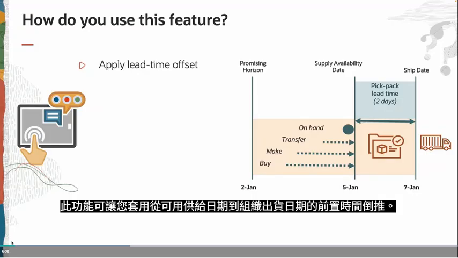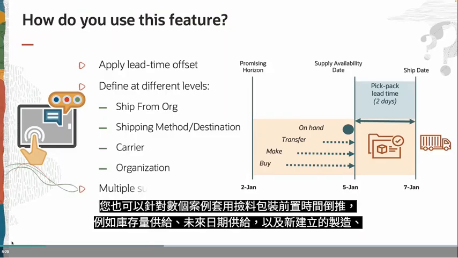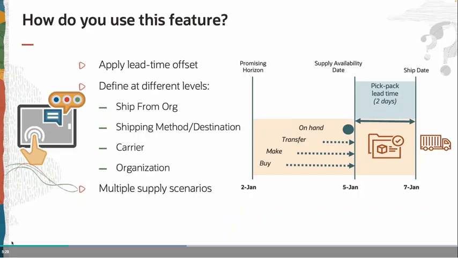You also have the flexibility to define pick-pack lead time at 1 or more levels, including by ship from organization, shipping method and destination combination, by carrier, or by organization. You can also apply pick-pack lead time offsets for several scenarios such as in-stock supplies, future dated supplies, as well as newly created make, buy, or transfer supplies.